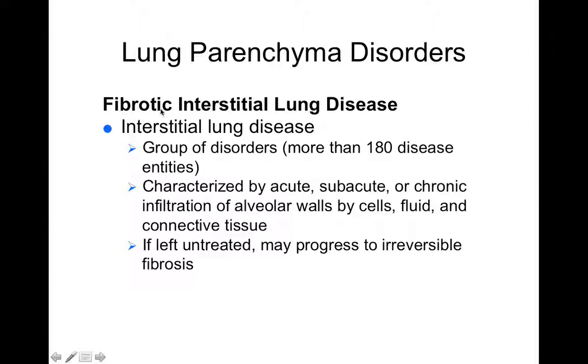The first one we're going to talk about is fibrotic interstitial lung disease. Interstitial lung disease is basically a group of disorders characterized by acute, subacute, and chronic infiltration of alveolar walls by cells, fluid, and connective tissue. If left untreated, this leads to fibrosis or scarring. The reason this is a restrictive lung disorder is that fibrotic scar tissue decreases lung compliance. The lungs become less compliant and less stretchable, so it takes a tremendous amount more effort just to expand them. And this comes about from infiltration of cells, fluid, and connective tissue.